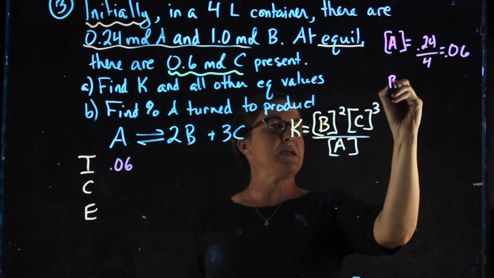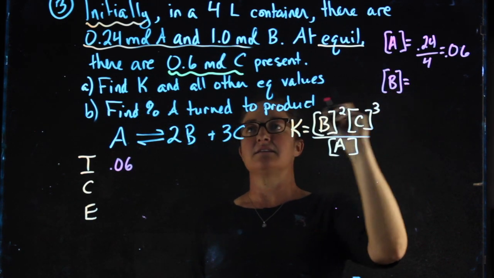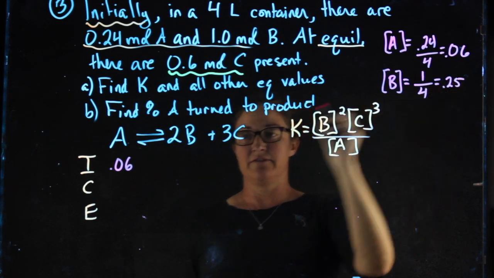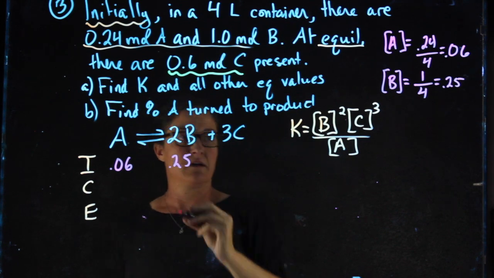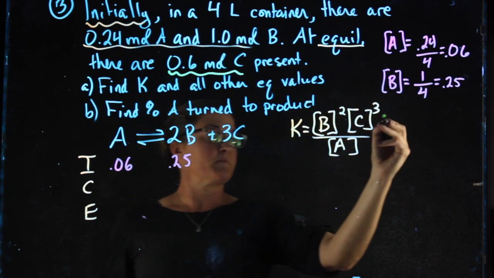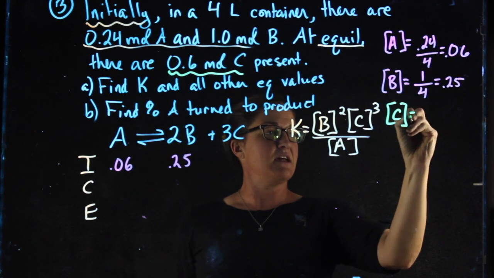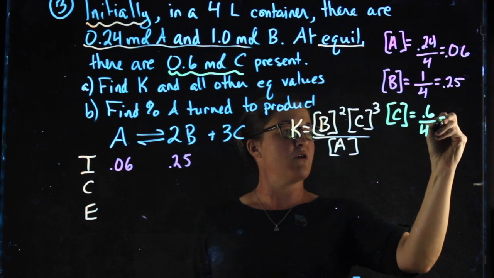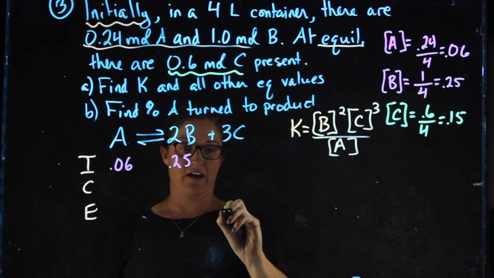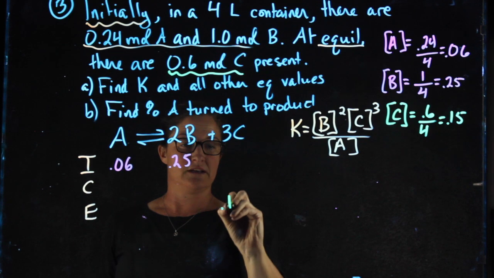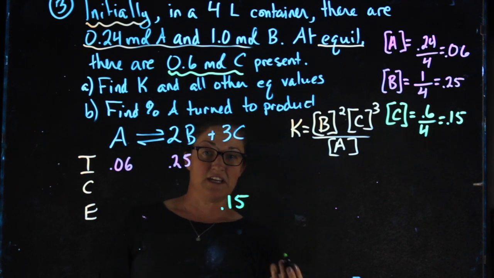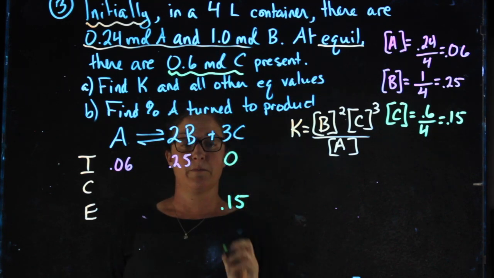My concentration of B is moles of B over liters, or 0.25. For C, I'm given 0.6 moles of C, so the concentration of C is 0.6 over 4, or 0.15. Here's something you need to be careful of. That's an equilibrium value of C, so I need to put it down here. I'm not given an initial value for C, so I make the assumption that it's 0.